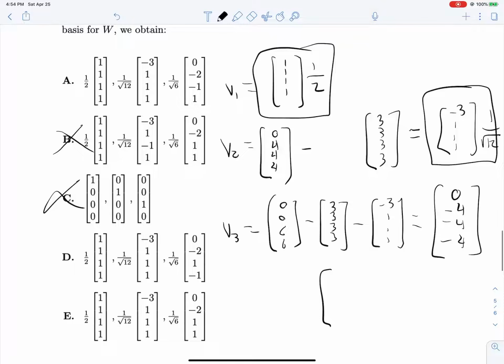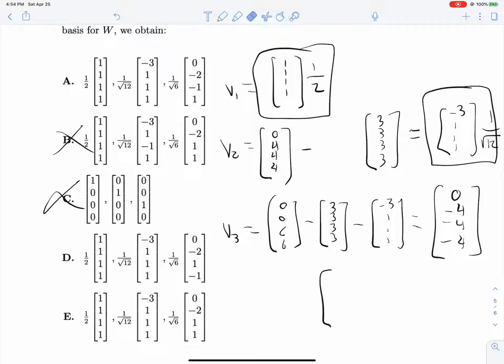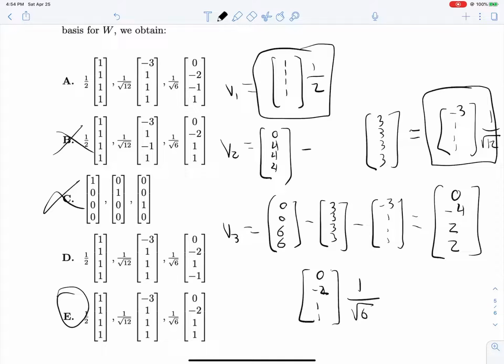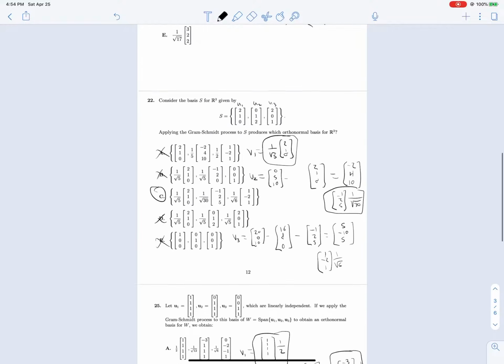what? I can't read. There are 6's here. There we go. So I gotta recompute that. -4, and then 6 minus 4 is 2, and then we'll get 2. So this can be 0, -2, 1, 1 over root 6. Where is that? That is right there. Awesome. Great. We're done. That's it.